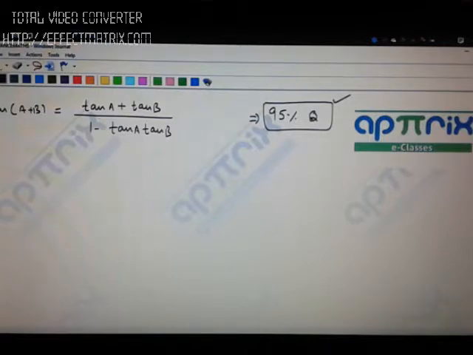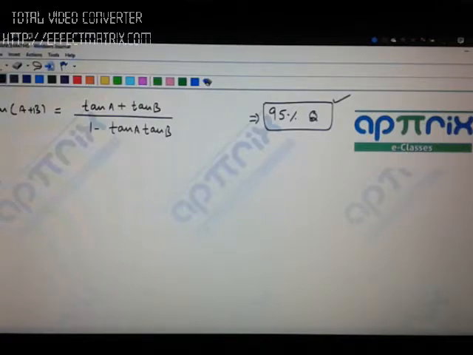So this was the tan(A+B) formula that I taught you. I told you how to remember it. Just take tan inside and write it in the numerator. So tan A plus tan B, then 1 minus tan A tan B is coming here. I told you how not to make a mistake, and also how you can check whether you're doing it right or wrong.